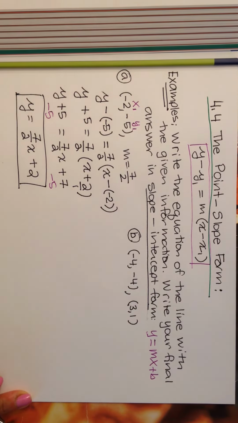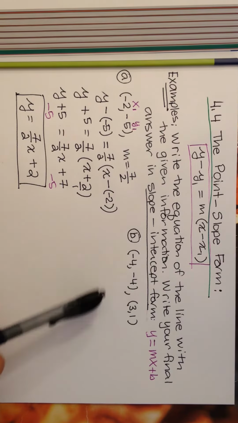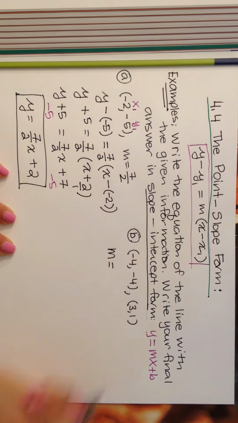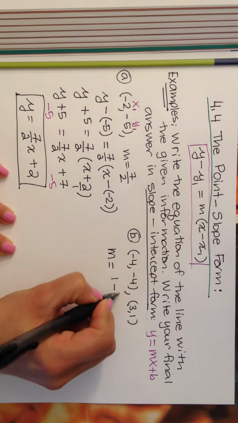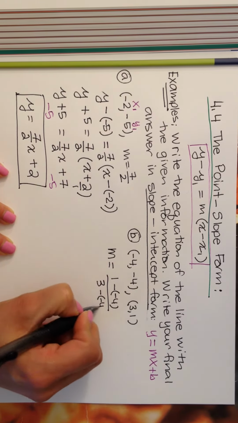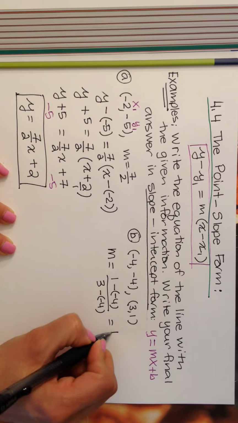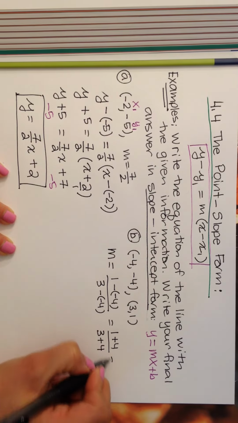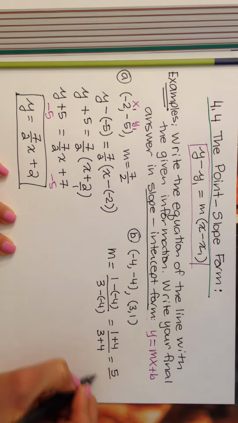Okay, next example. This one's slightly different. We have 2 points, no slope. So we have to find the slope first and then follow the same steps as example A. So remember the formula for slope. We have m equals 1 minus negative 4 over 3 minus negative 4. I know that that simplifies into 1 plus 4 over 3 plus 4, which gives me 5 over 7.